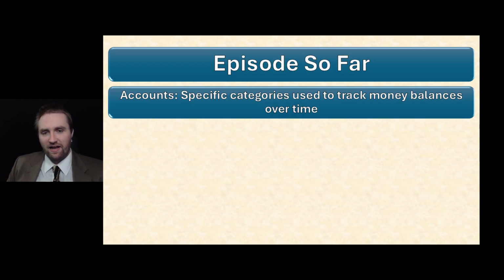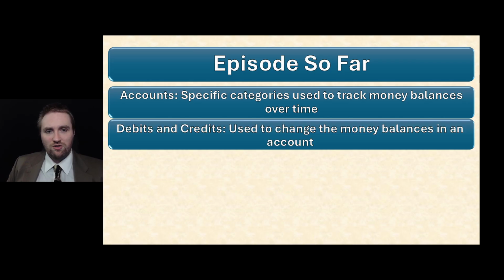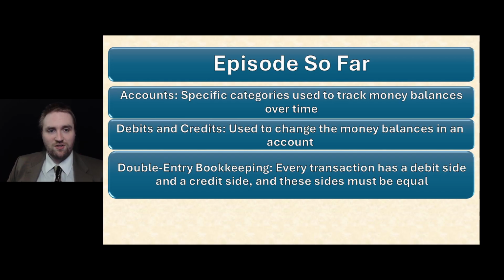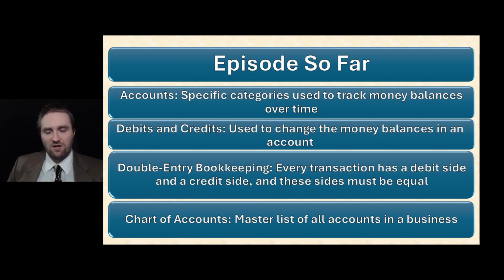All right, so far this episode, we have covered accounts, which are specific categories used to track money balances over time. Debits and credits, which are used to change the money balances in an account. Double entry bookkeeping, which is the official way transactions are recorded, which states every transaction has a debit and a credit side, and total debits must equal total credits. And now, chart of accounts, the master list of all accounts in a business. Let's finish off the episode by covering T-charts.